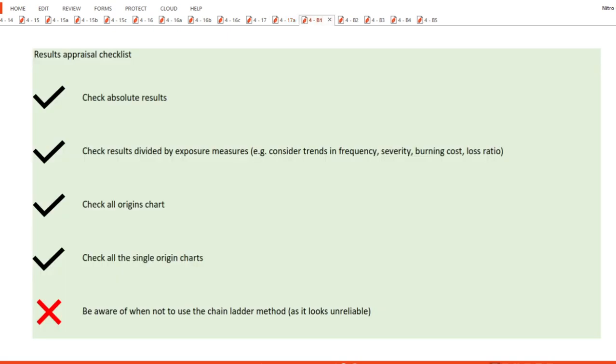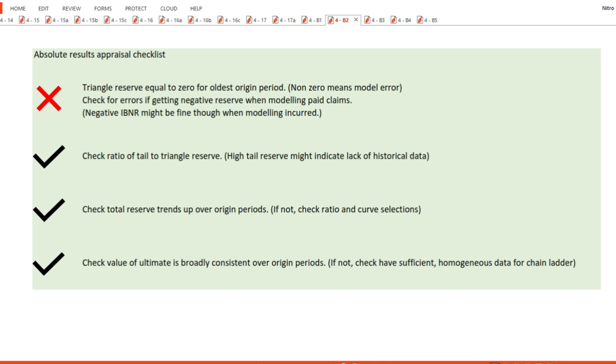So let's remind ourselves of the key steps around results appraisal that we've covered in this video. We have 4 key checks we can perform to appraise our results, and we should also be on high alert for where the chain ladder model is not reliable and we may need to use another reserving method. Let's step through these 4 checks in a little more detail. When we look at a summary of the absolute results of our chain ladder model, we can do 4 different checks. Check 1 is to look for obvious errors.